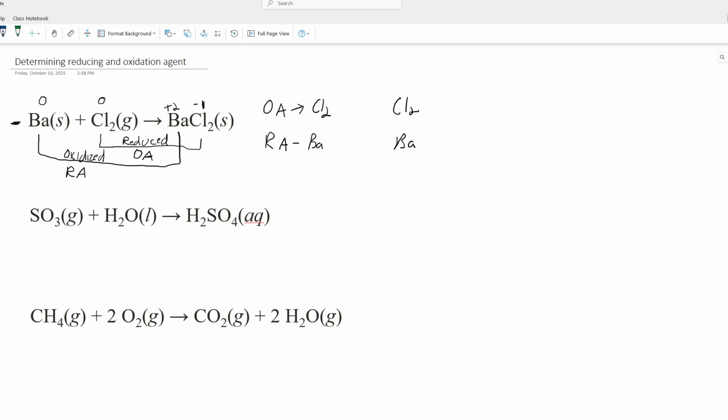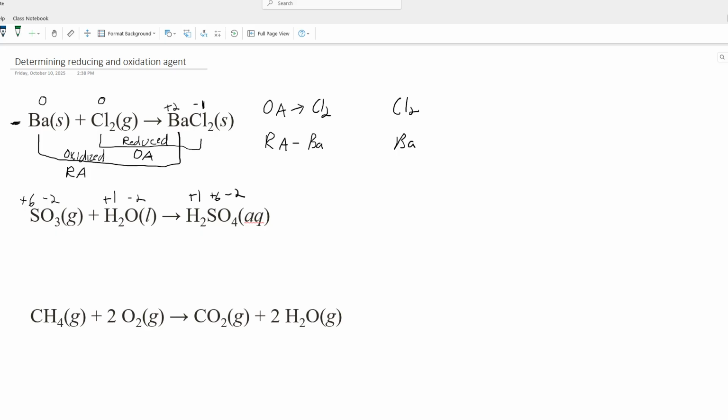Let's assign oxidation states. Oxygen is always going to be a -2. Let's just go ahead and do them all. The sulfur here, I have a video on assigning oxidation states, has to be a +6. Hydrogen's going to be a +1. And so the oxidation state of sulfur has to be a +6. Now, if you've forgotten how to assign oxidation states, go watch that video. I don't want to go over it here.